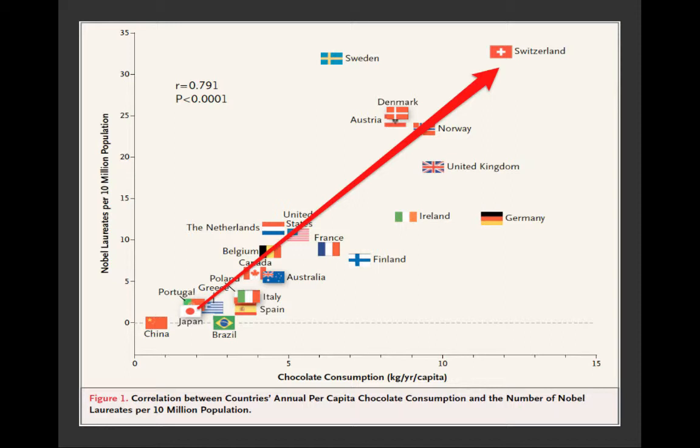So what you might be tempted to do, if you were going to build a model that predicted the number of Nobel laureates in your country, is to simply measure how much chocolate per capita that country consumes, and then build a model that would predict the number of Nobel laureates per 10 million population.